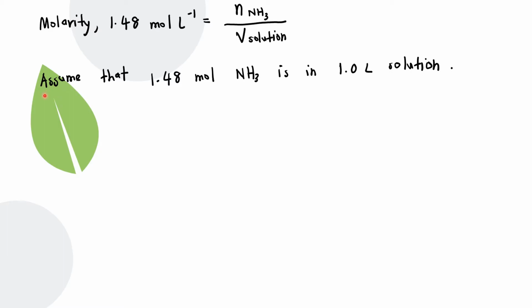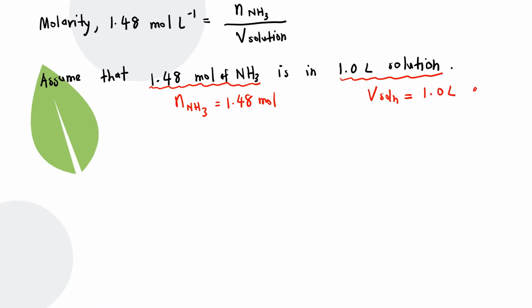ayat assumption yang ini. So you can write sebagai assume that 1.48 mole of ammonia is in 1.0 liter solution. Okay, assume that 1.48 mole of ammonia is in 1.0 liter solution. Di mana according to our assumption di sini, now kita dah ada N untuk ammonia, which is 1.48 mol, dan kita dah ada volume of solution iaitu 1.0 liter ataupun 1000 ml.